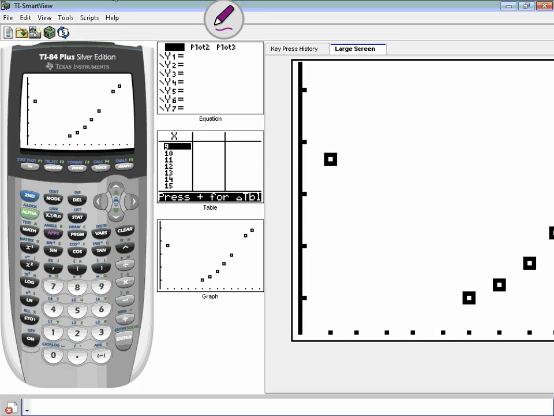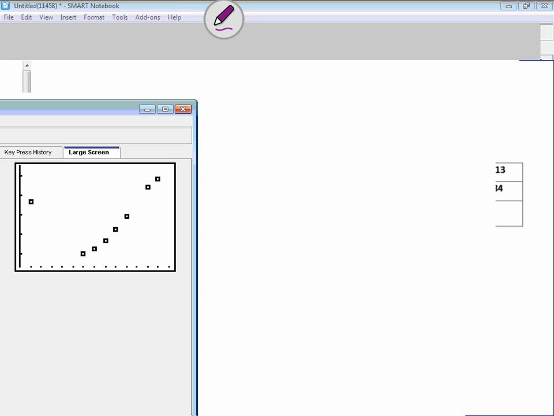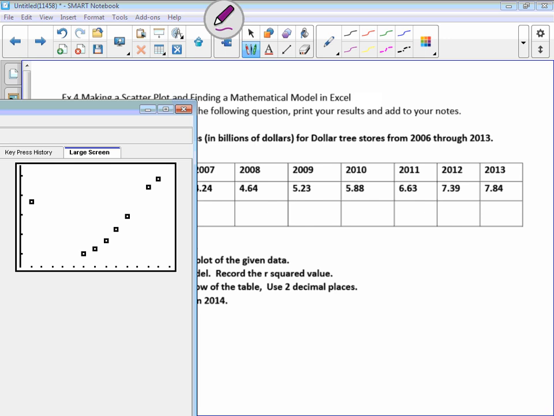Okay, remember, look at your scatter plot first. Is that what your scatter plot's looking like? Yeah. Okay. For the sales list, what would you say to tell them to put, because it's kind of all over the place.